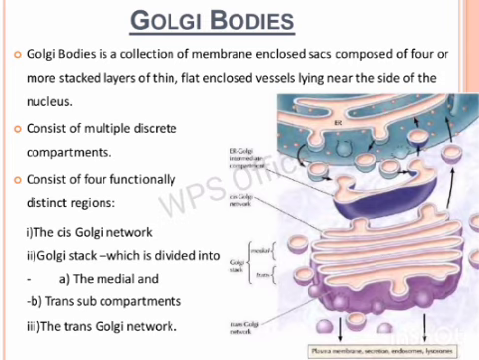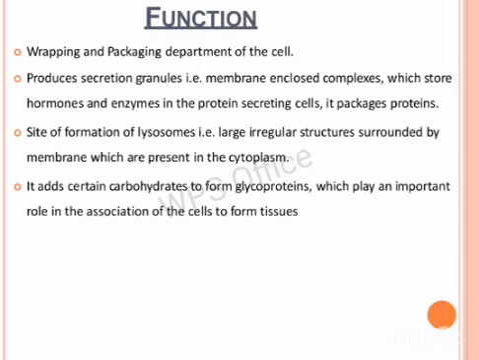So now we will learn about Golgi bodies. The Golgi body is a collection of membrane-enclosed sacs composed of 4 or more stacked layers of thin, flat enclosed vessels lying near the nucleus. Its function is as the wrapping and packaging department of the cell.